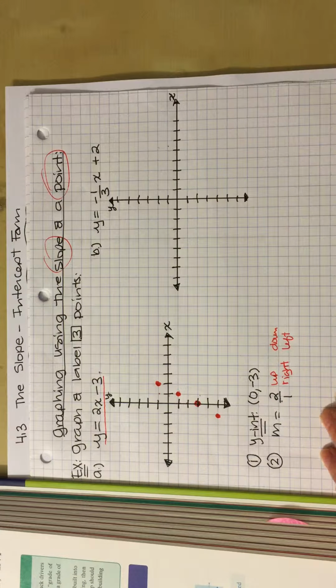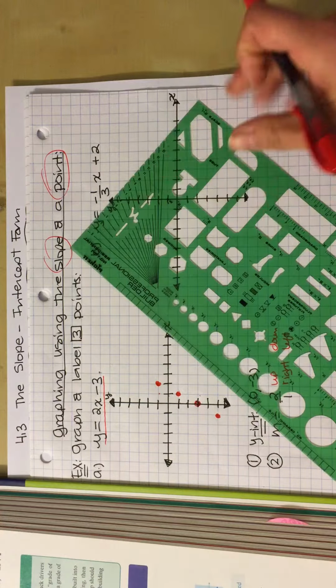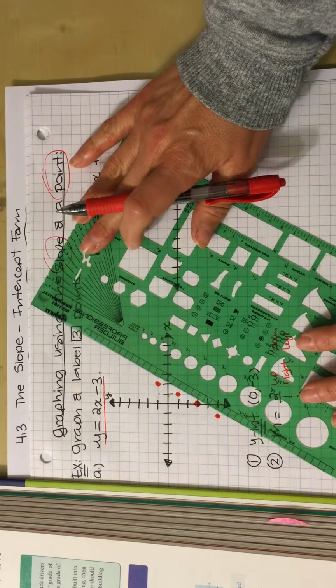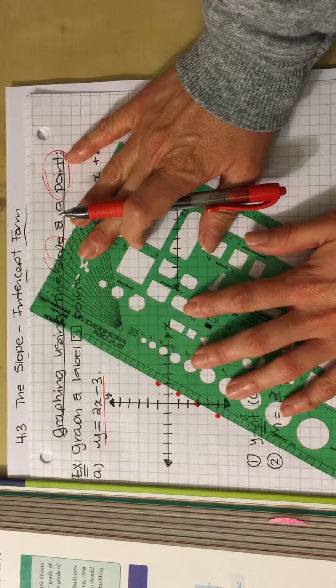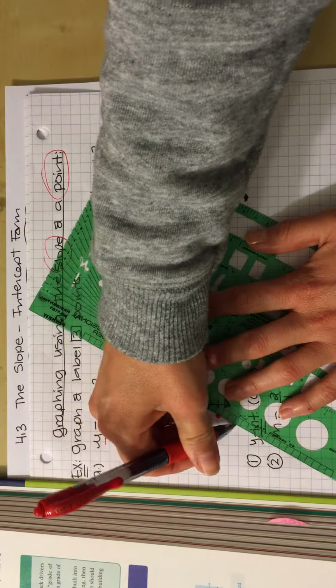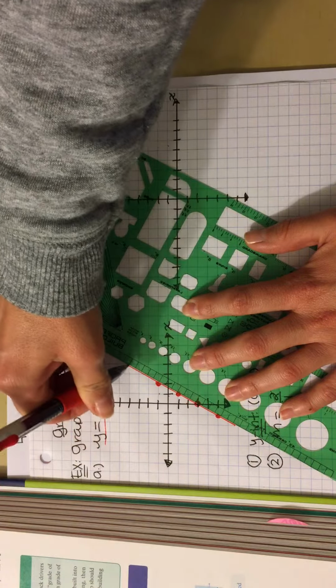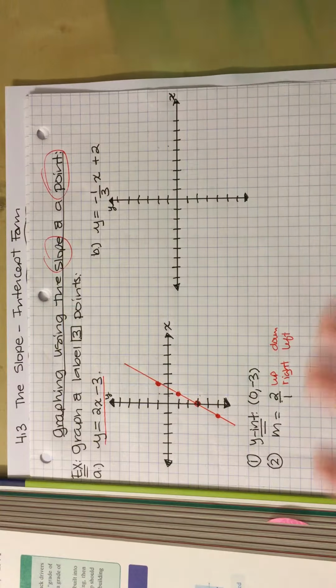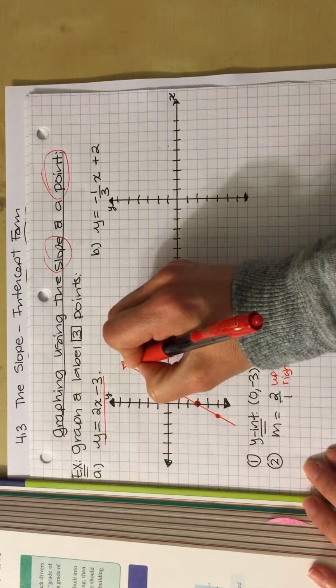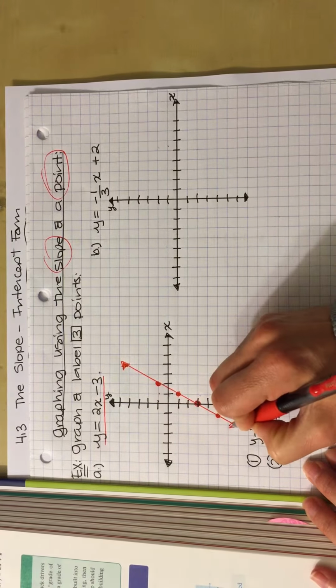Since I have these points, I do need to connect them. So make sure that you do that on your paper. And so we get our graph, and let's make sure we connect this. So our graph looks like that. It's always a straight line. You want to put arrows at the end of your graph, and that would be it.